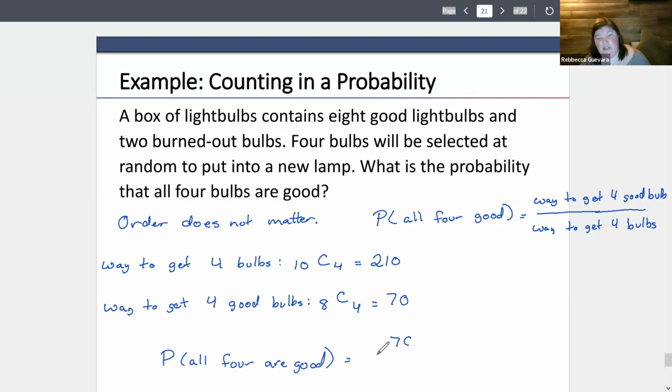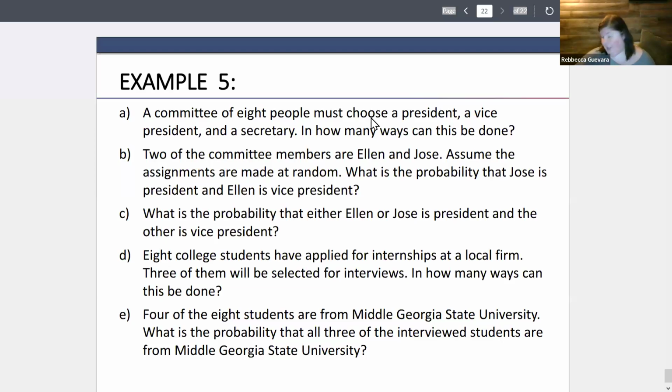As I have 70 ways to get just 4 good light bulbs out of 120 ways to get light bulbs. So this is really just going to be 1 out of 3 or 0.33. So there's about a 33% chance that I would just get all good light bulbs. Okay. So this is going to cover a little bit of a bunch of things that we did here. It's kind of wrapping up our section.